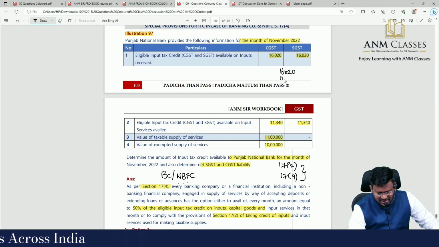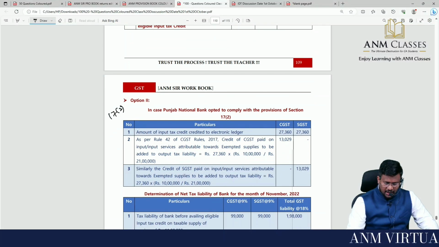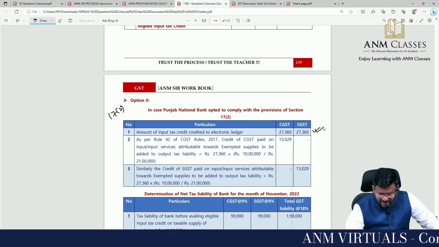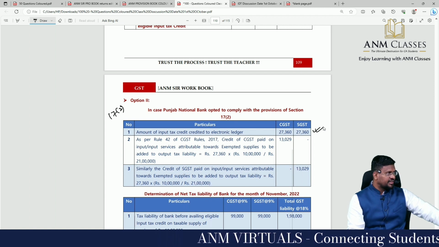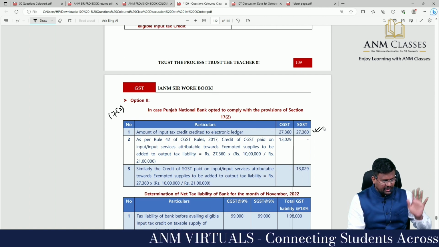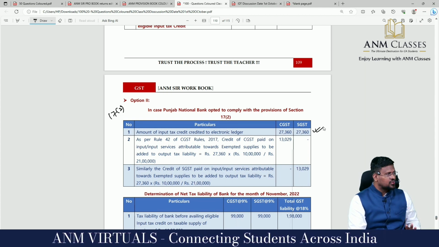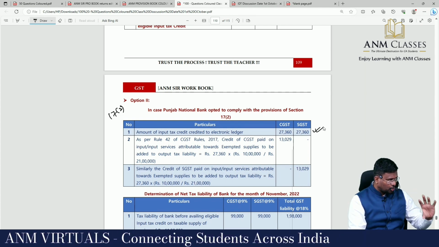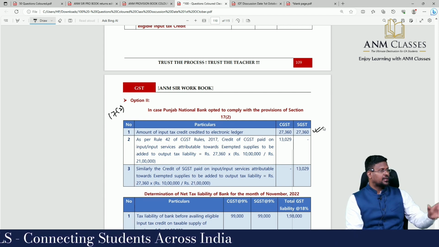How much were the input services? 11,340. Together how much is it? So this 27,360, where can I take it? It can be taken to the ECL. Of this, 50% must be reversed as per rule 42 of the CGST rules, because Rule 42 talks about inputs and input services. Rule 43 talks about capital goods.